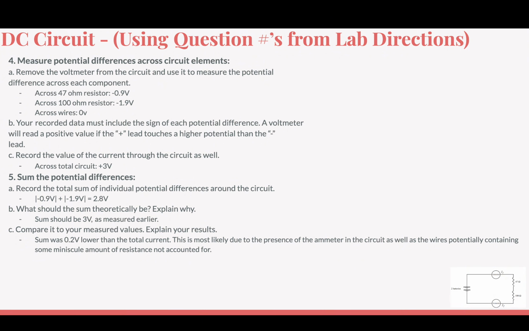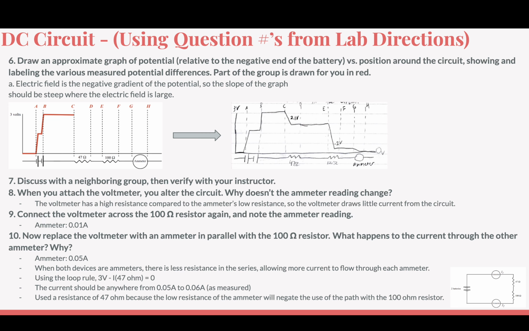After taking the magnitude of the potential difference for each component and summing it, I get 2.8 volts. The sum should theoretically be 3 volts, as we measured earlier, but the reason the sum was 0.2 volts lower than the total is most likely due to the presence of the ammeter in the circuit, as well as the wires. We assume that these have zero resistance, but in reality they actually have a small amount. The images below show the round trip graph of the voltage of this circuit.